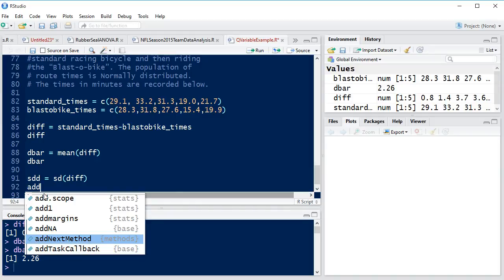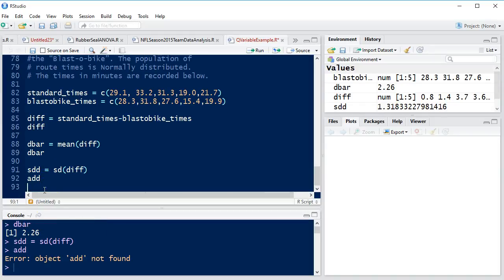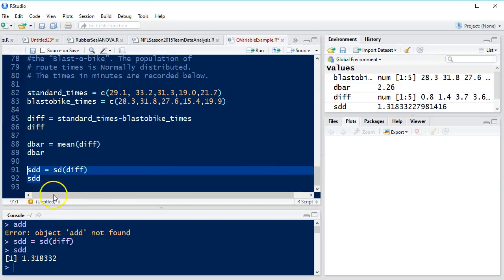If I want to look at that, I can just highlight these 2 lines. Oops, but I have to type it in right, so this is SDD, little error here, that's okay. And I get 1.318, so 1.32.